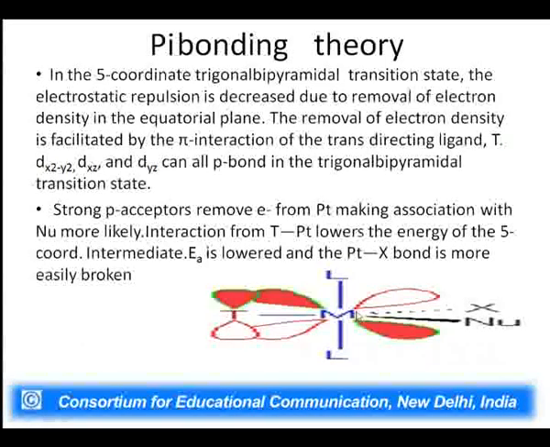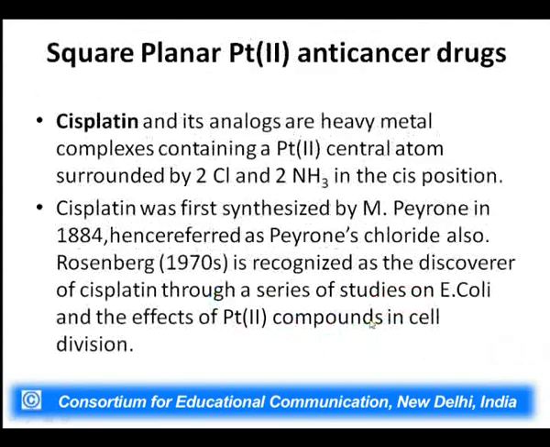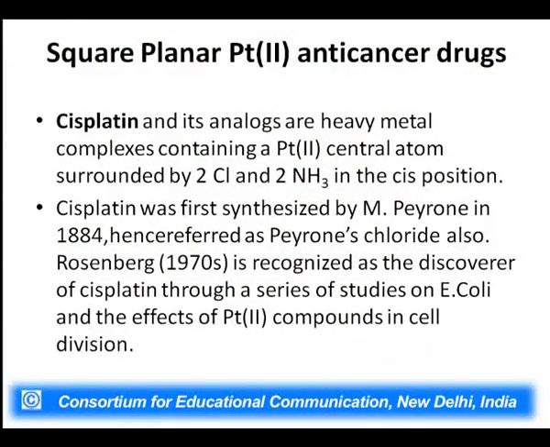One more thing of importance is the square planar platinum 2 anti-cancer drugs. This is cisplatin. This was first synthesized by Peyrone. It was discovered by chance, accidentally, while he was working with some platinum electrodes, and it affected the multiplication of E. coli.